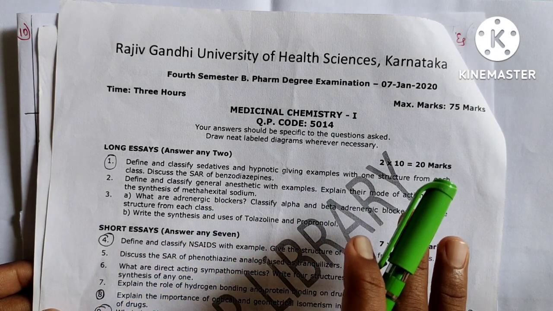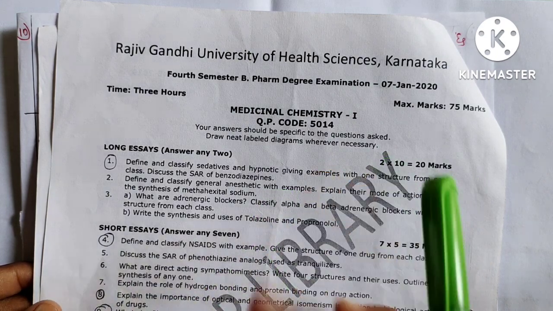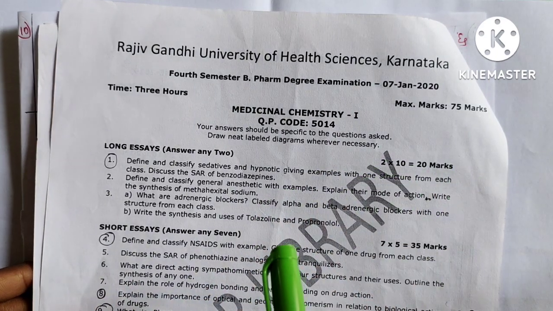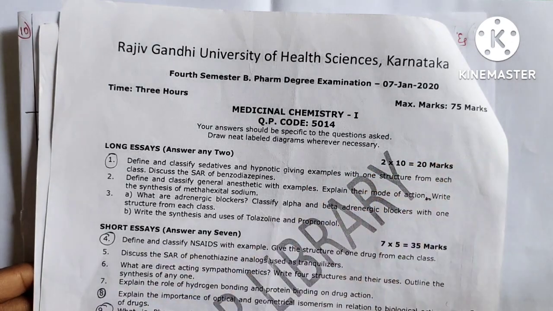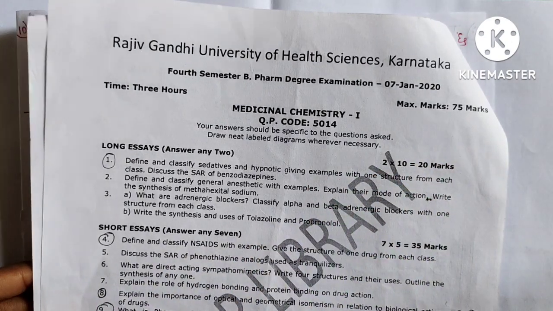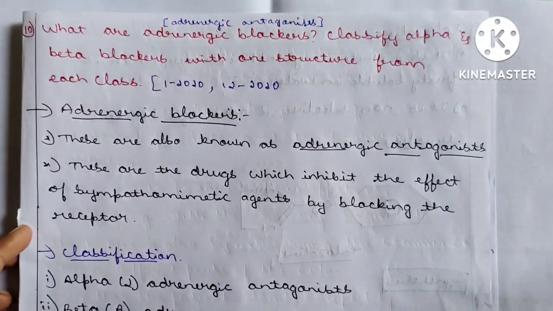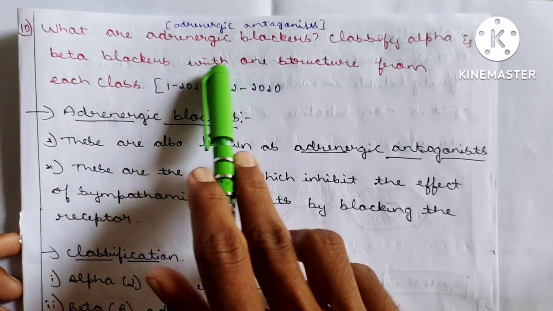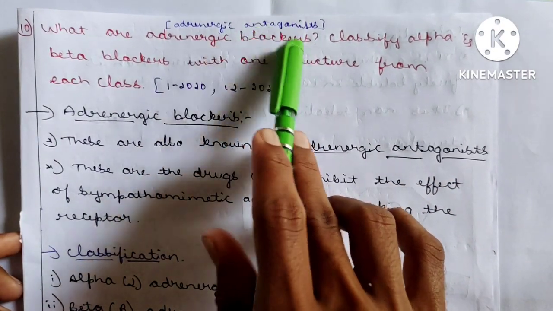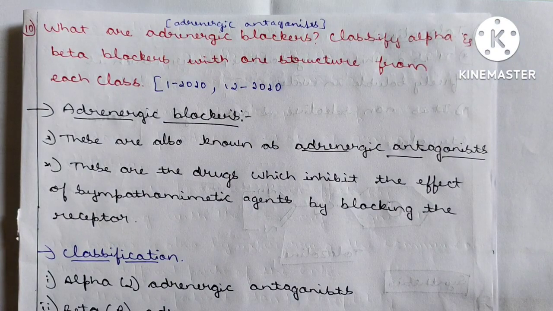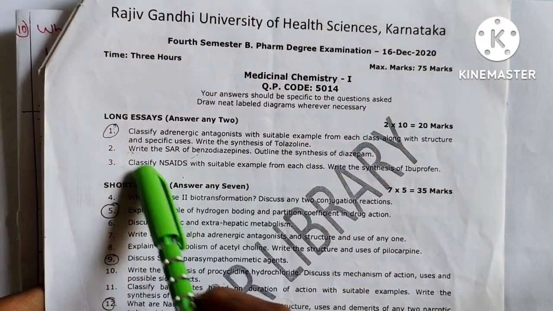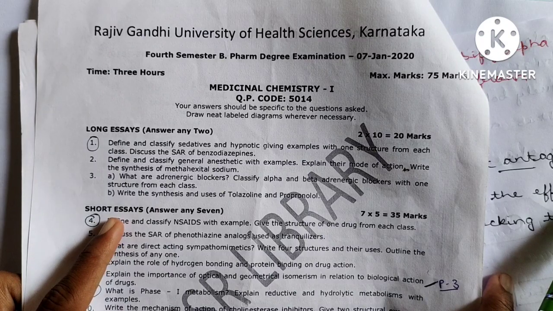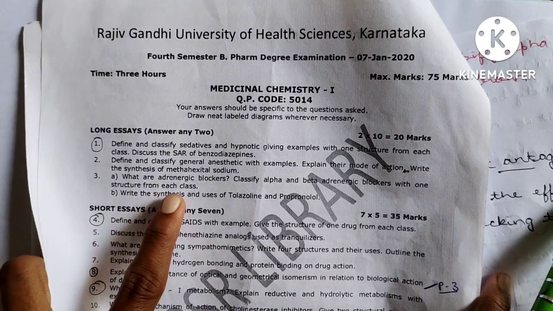See, a very simple question, but this question may be asked in other different types, with different synonyms. In this video I will tell you some other different names for these questions. See, what are adrenergic blockers? Classify alpha, we read the question. These adrenergic blockers are also known as adrenergic antagonists. How? See, they asked in the year 2020, classify adrenergic antagonist. Here they have asked in this way. Here they have asked, classify, what are adrenergic blockers.